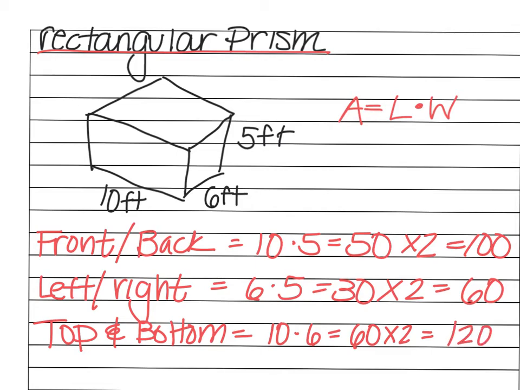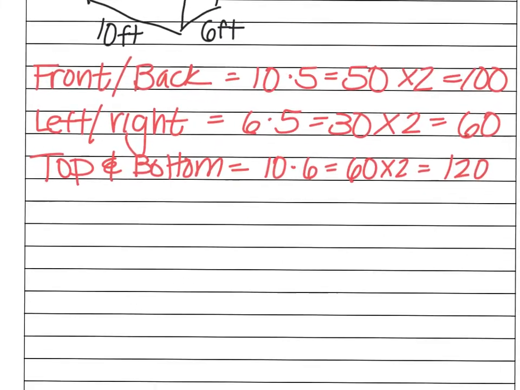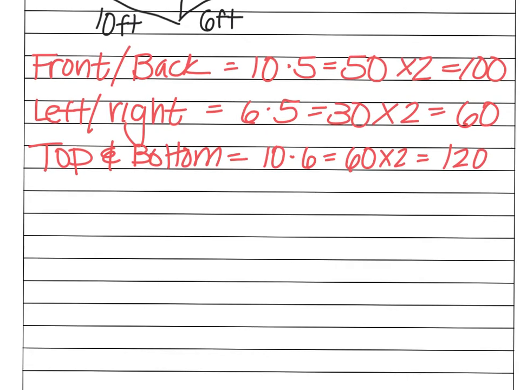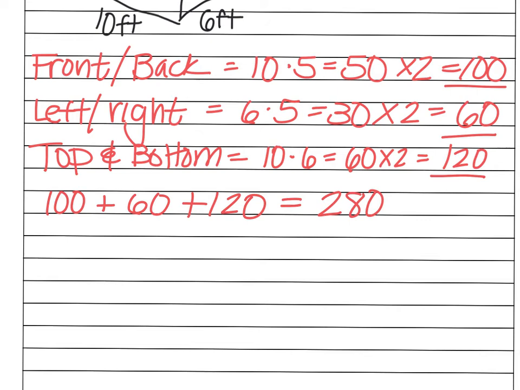And now we can go ahead and add all these together because we have all the sides. So we're going to add 100, 60, and 120 together. 100 plus 60 plus 120. And you get 280 feet squared. Again, it's area, so you have to have feet squared.